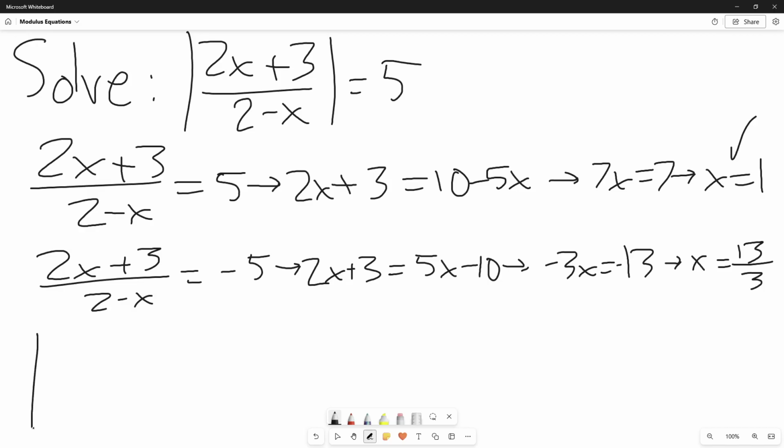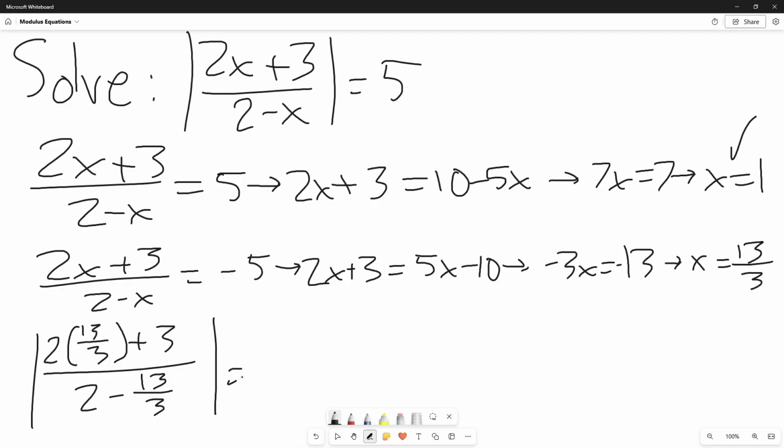Now let's try 13 over 3. This one's going to be a little harder to check, but still it's fine. 2 times 13 over 3 plus 3 all over 2 minus 13 over 3 equals 5. And let's simplify this fraction a little bit. We can turn this 2 times 13 over 3 into 26 over 3, and this 3 into 9 over 3, and this 2 into 6 over 3. And then we just get rid of all of the 3's because all of them are divided by 3. So now this is what we have.